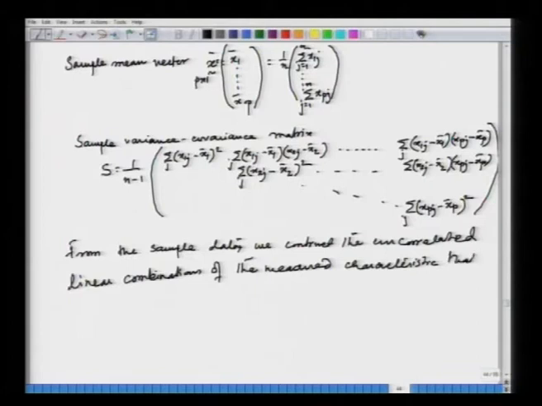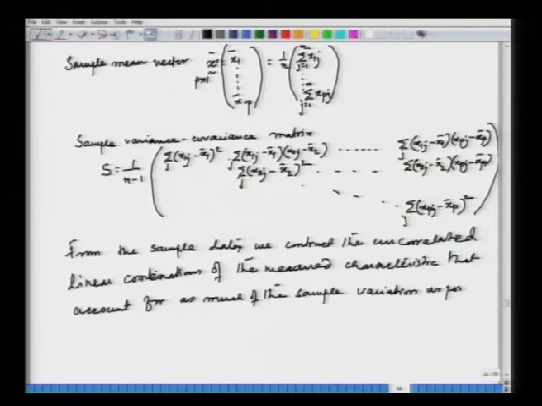linear combinations. Basically, these are our principal components of the measured characteristics that account for, that is the purpose that we have in the background, as much of the sample variation as possible. So, this is the crux of the calculation of sample principal components.